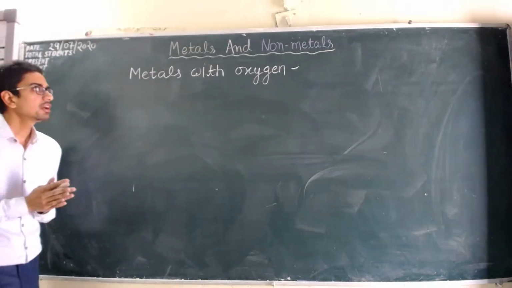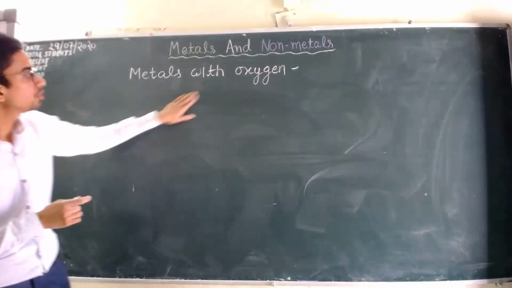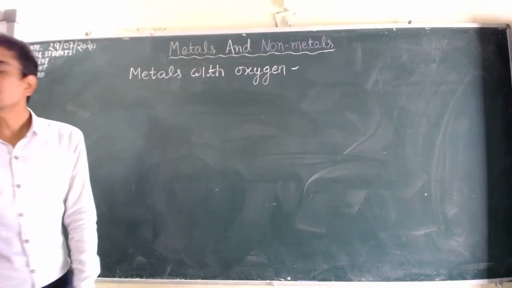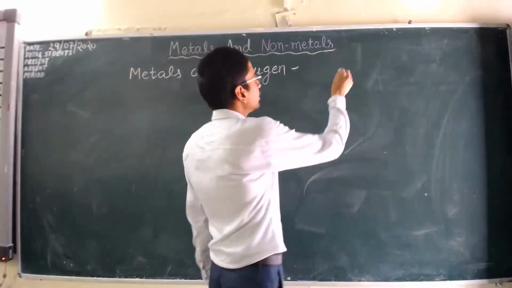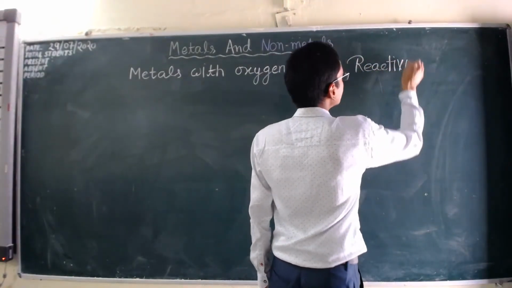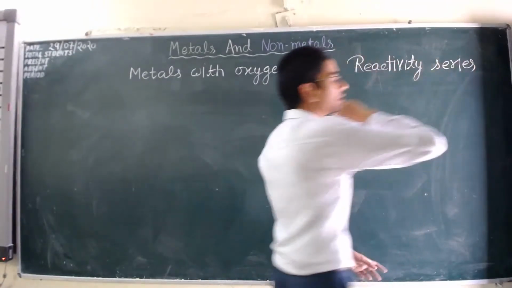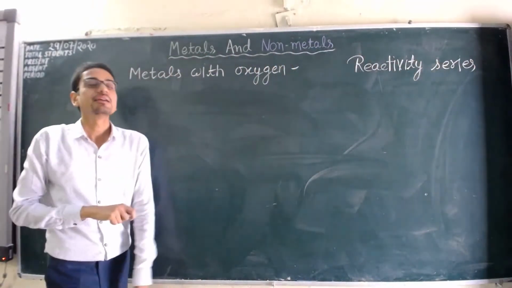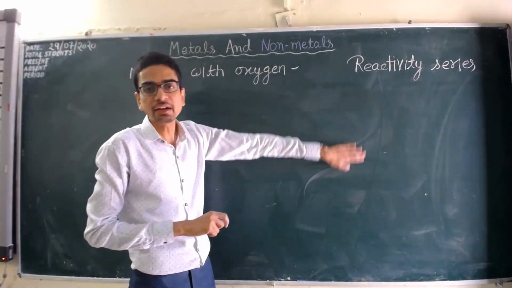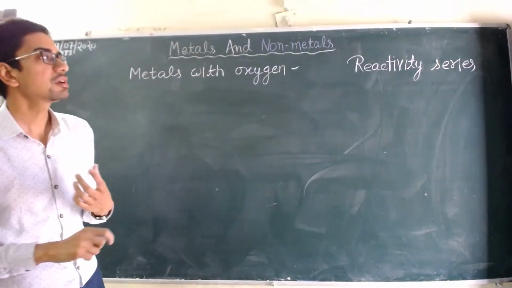So there are many metals. You should know that there is a reactivity series. What is a reactivity series? Reactivity series जो होती है, that is a list of metals. Reactivity series or activity series is a series of metals in order of reactivity. I am writing this reactivity series. You must always remember this series.